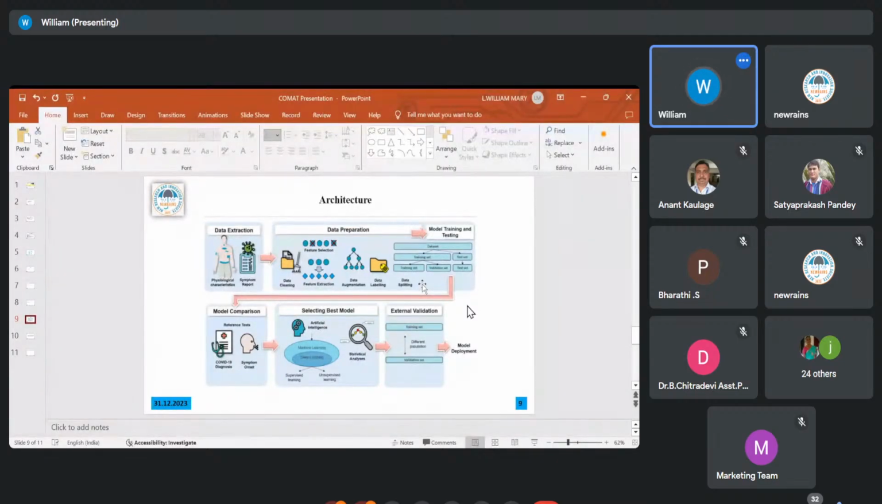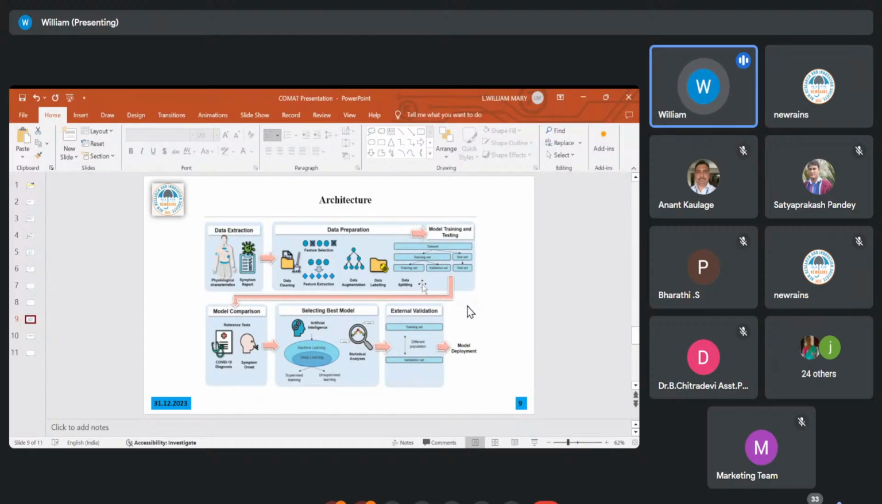Once the data is extracted, they go for data preparation. In data preparation, they follow methods like data cleaning, feature selection, feature extraction, data augmentation, data labeling, and data splitting. After the data is prepared, they go into model training and testing. When we go for model training and testing, we split the data as per a ratio. For training, they split the data 70 to 80 percent, and testing is about 30 to 20 percent. In the training set, they do two kinds of work: training the model and then validating the model. In the testing part, they only test the model with the 20 or 30 percent of data. So this is how the basic preparation happens.